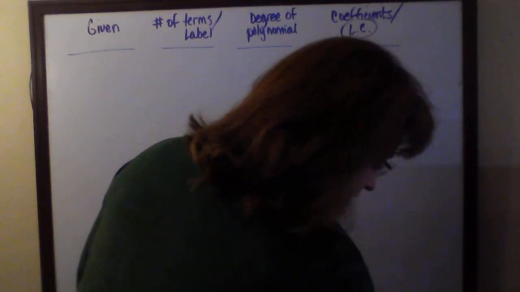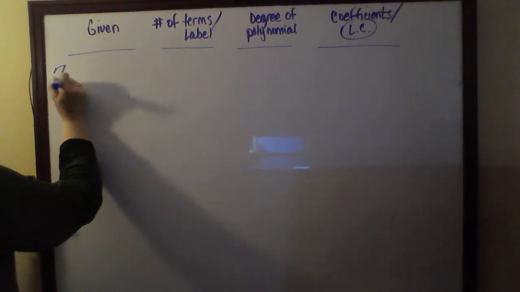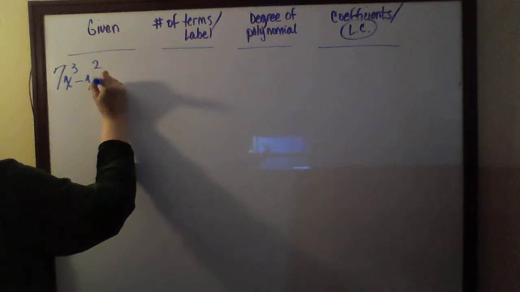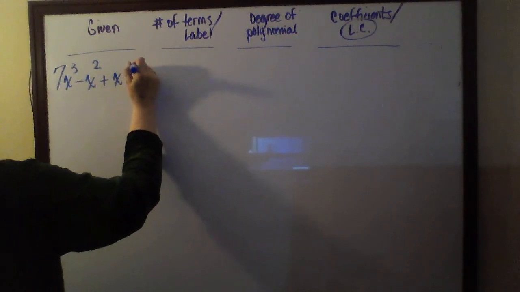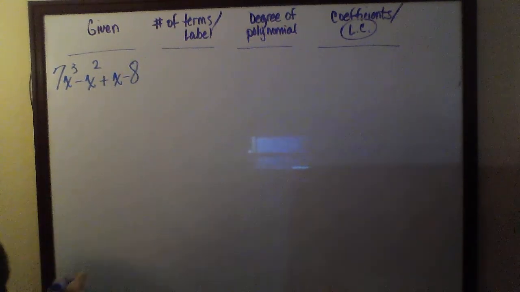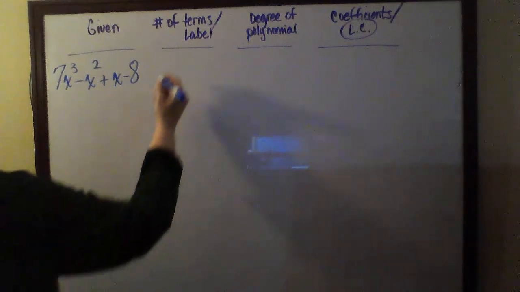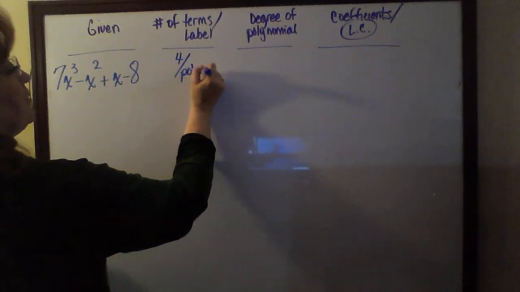So let's take a look at this one. We have 7x to the third minus x squared plus x minus 8. Okay, so this is a 4-term polynomial. So it has 4 terms, and its label is just polynomial.